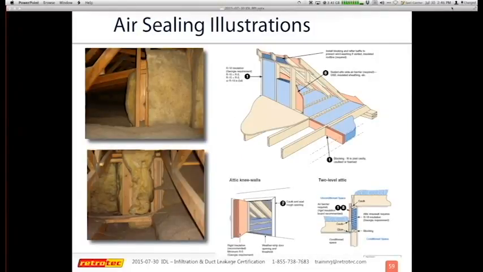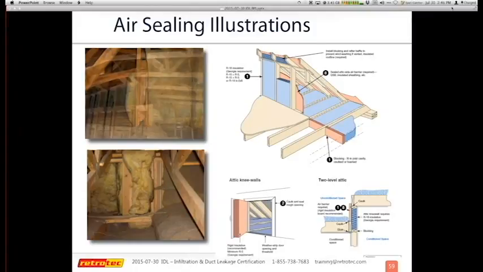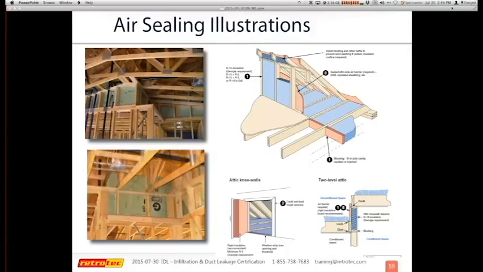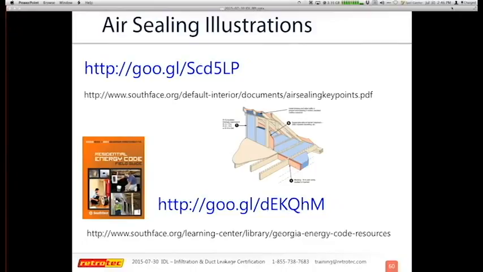These are the links to go and get the south face, all the illustrations, and they also made a field guide on how to do some of these things, how to actually seal the ductwork, or how to seal or install correctly all 6 sides of a knee wall. So I'll leave those up for a second, and we'll list those out to you in your comments or in your feedback.